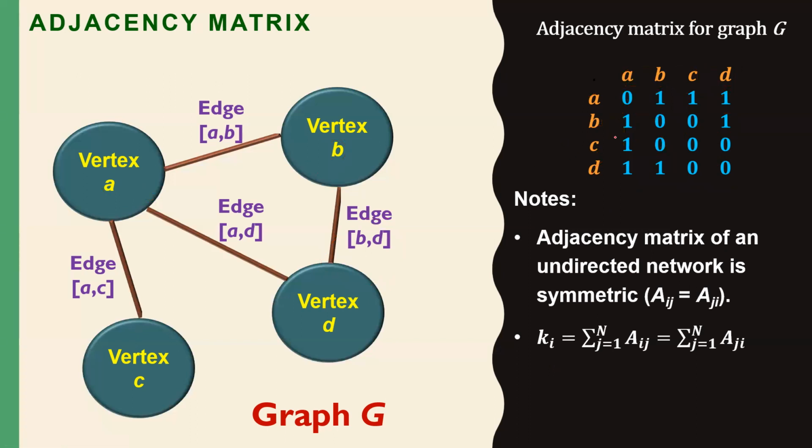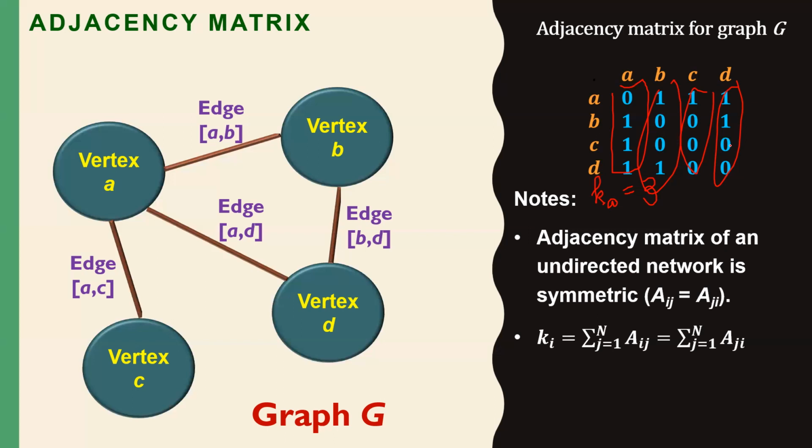Right. So to get KA, we simply need to add the column corresponding to A. So we have 0 plus 1 plus 1, so we get 3. Okay. The degree of B is 2, the degree of C is 1, the degree of D is equal to 2, right? And then from there, you can compute the degree distribution, because you can just take note and do the computations as we did earlier, but without looking at the graph anymore, you look at the adjacency matrix.